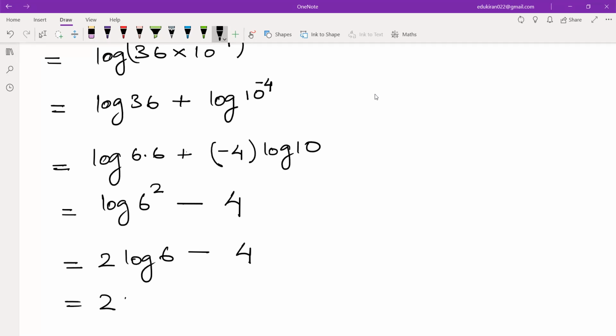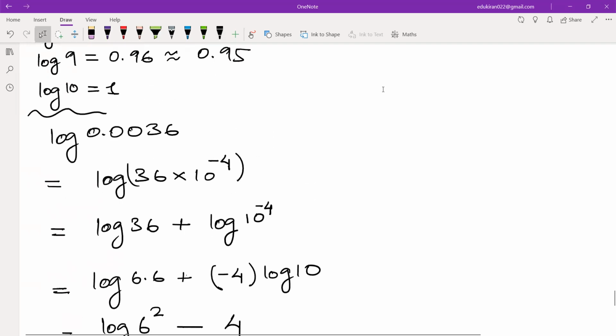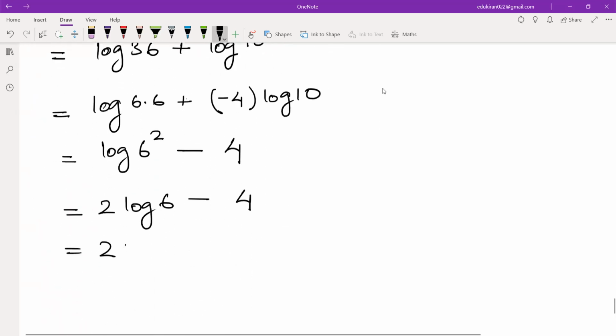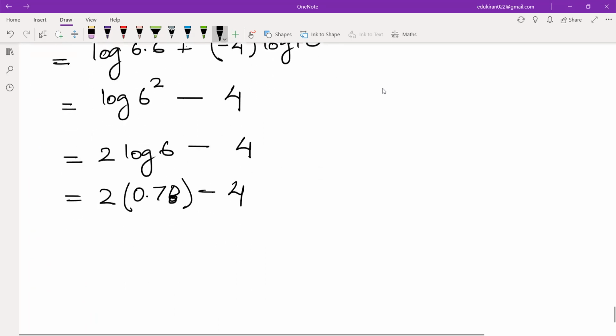Log of 2 into 3, but I hope you can remember the 0.78. So for 6 it is easy: you have 2 consecutive numbers 6, 7, 8. If you remember 6, 7, 8, then you will remember log of 6. Log of 6 is 0.78, so 0.78 minus 4.